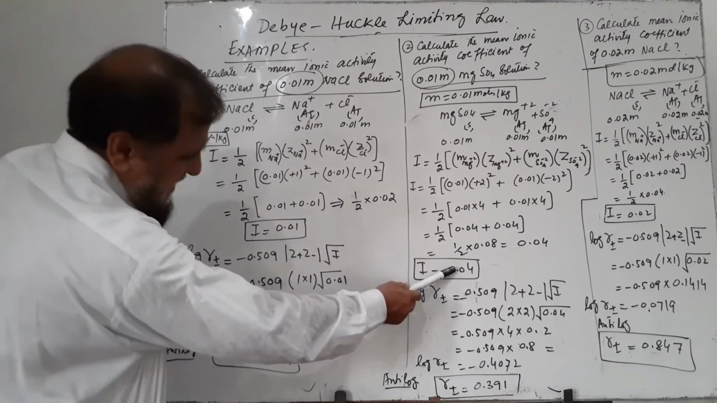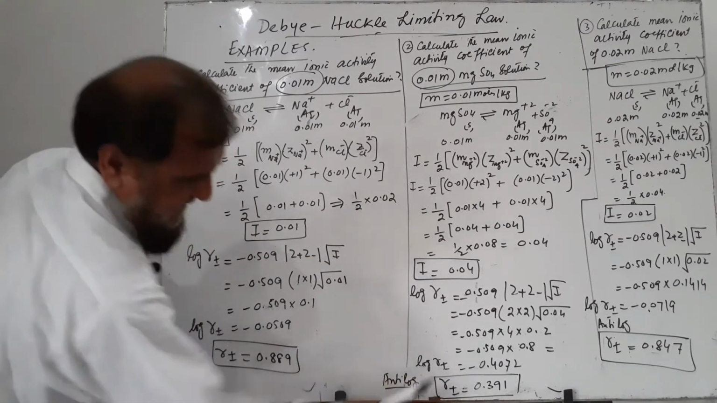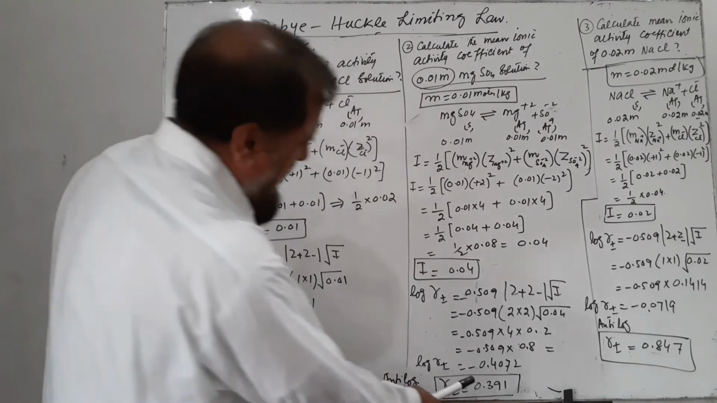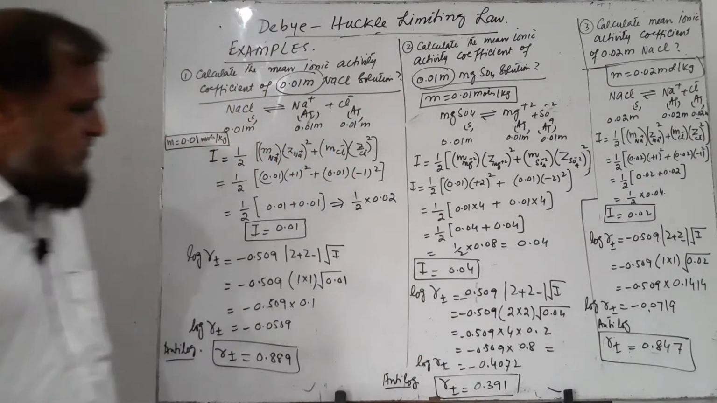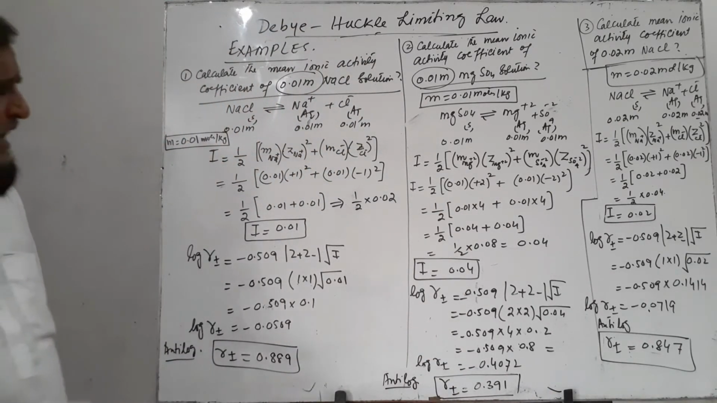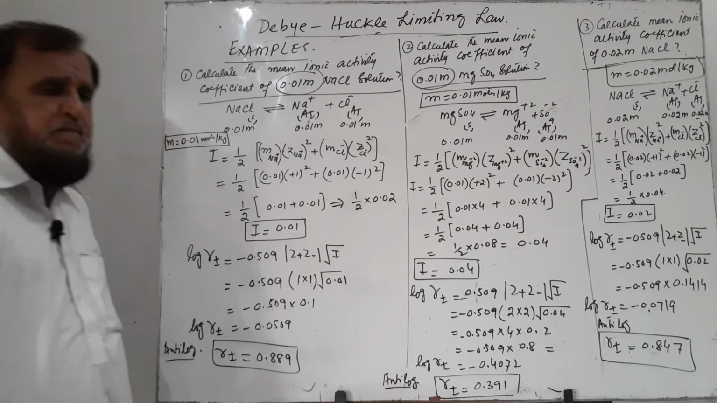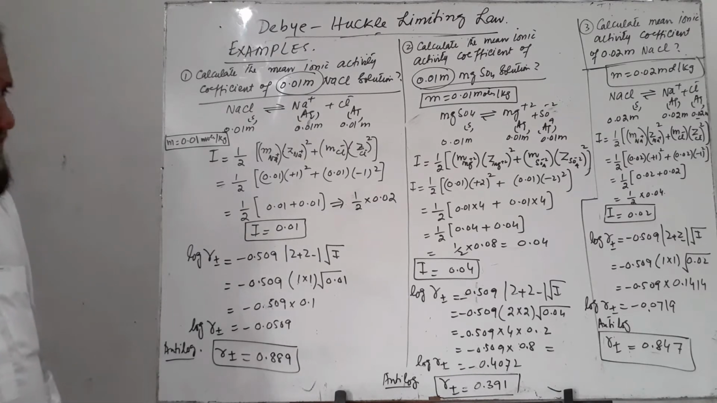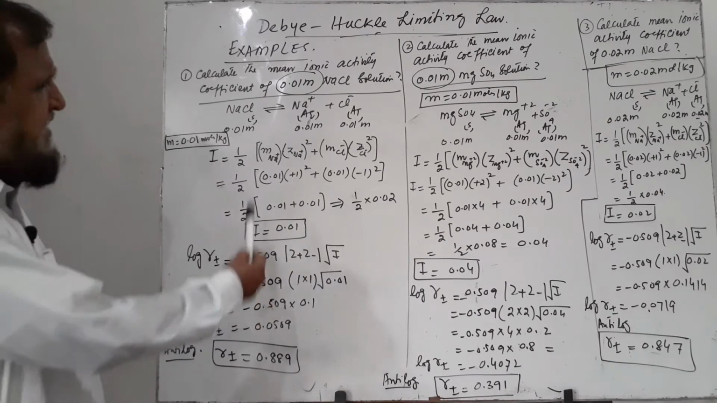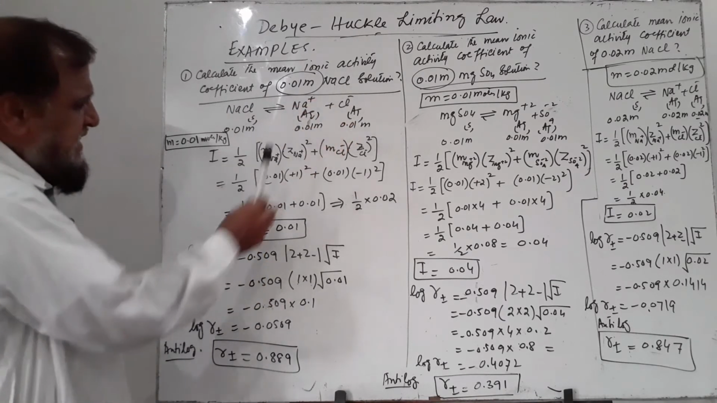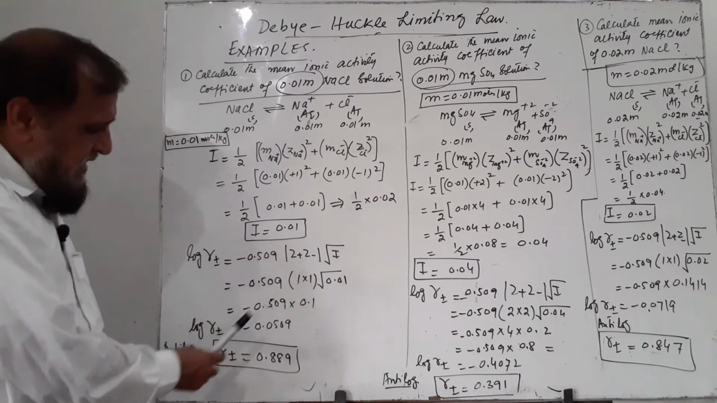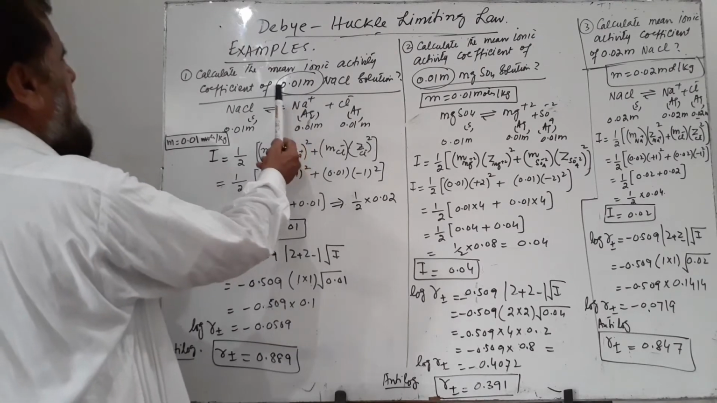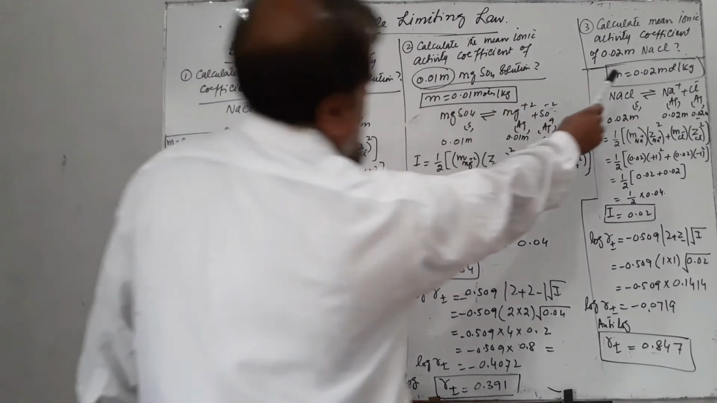And when the ionic strength increases, the activity coefficient decreases. For example, for sodium chloride, the activity coefficient was 0.889, and for magnesium sulfate, the activity coefficient is 0.391. And when the activity coefficient decreases, the active concentration will have a very large difference from the actual concentration, and the solution will be more non-ideal. As the charges on the ions increase, the ionic strength also increases, the activity coefficient decreases, and the solution moves towards non-ideality. The second conclusion can be drawn by comparing example 1 with example 3.